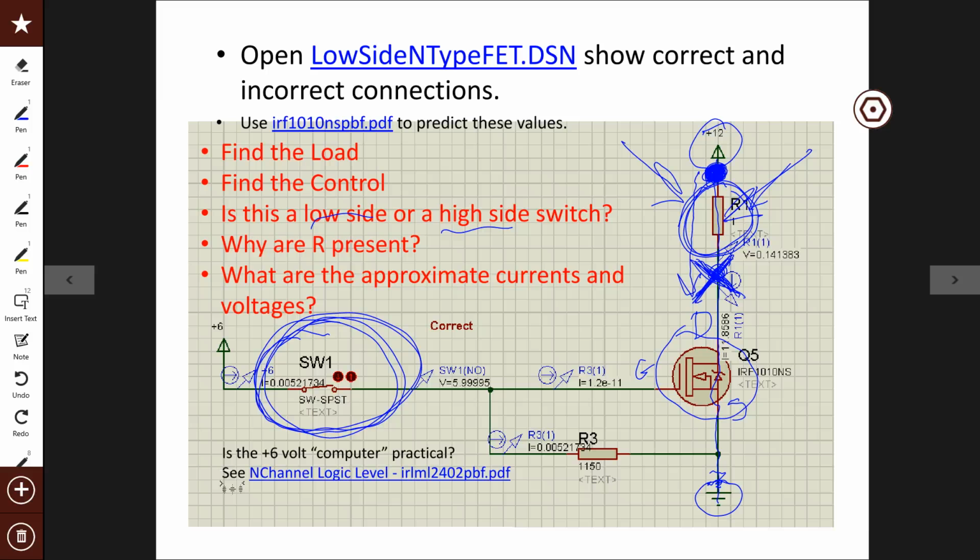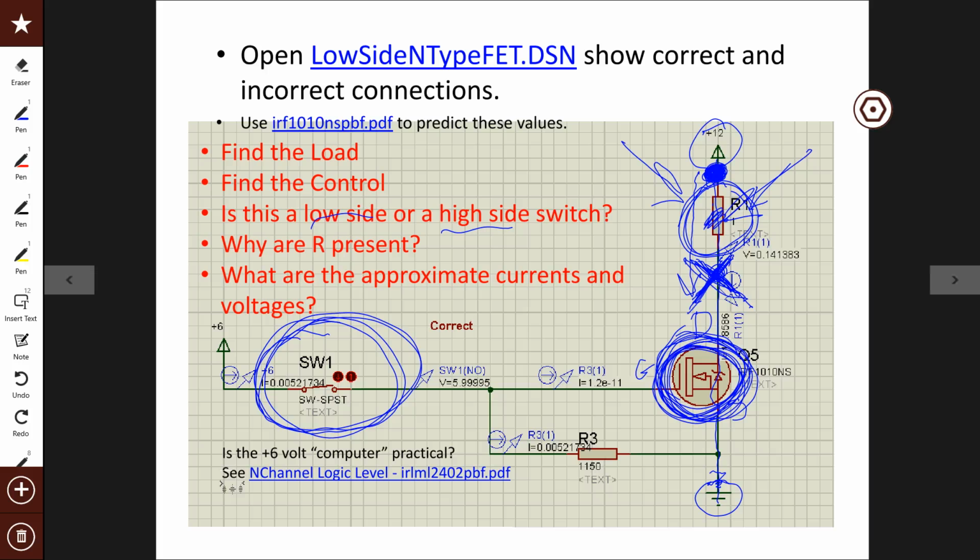Where is the switch? The switch is right here. So is the switch on the X side of the load, or is it on the dot side of the load? It's obviously on the X side of the load. The X side is the low pressure side of the load. This is a low side switch because the switch is on the low side of the load. So it's a low side switch.